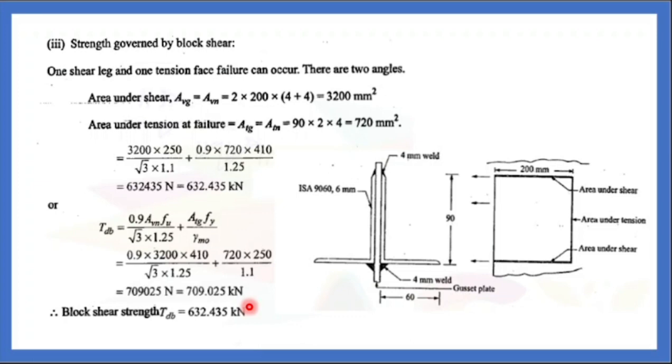Now what is the strength of the member? Within these 3 strengths, what is the least? 393, that is 392.727 is the strength of the member.